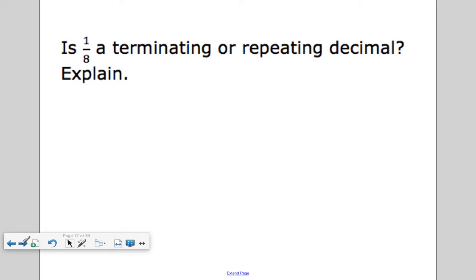So here's our last example. Is 1/8 a terminating or repeating decimal? What is your prediction on this? I think, you know what, I'm going to have to divide it. Again, this shows 1 is divided into 8 groups. I think it's going to terminate. Let's make sure. Let's prove to me it does.